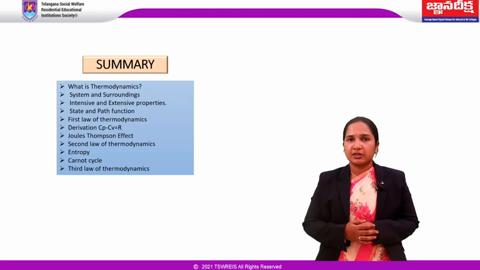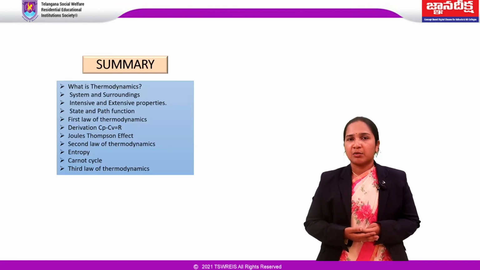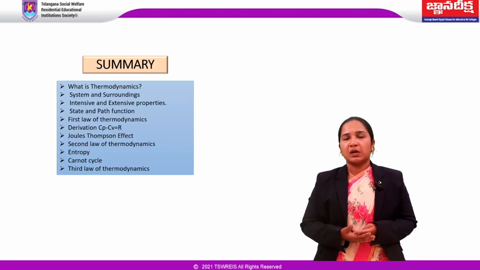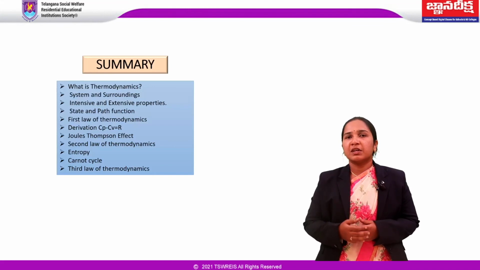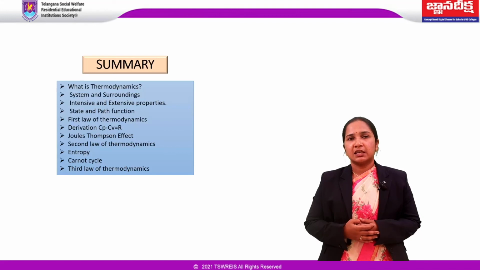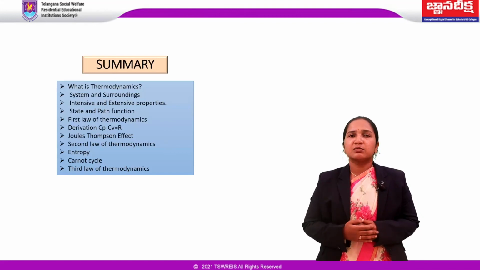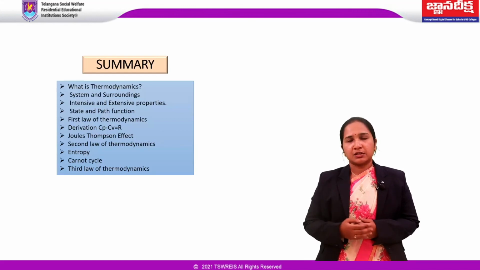Next, we have seen the Carnot cycle. Under the Carnot cycle, we have seen 4 thermodynamic processes. One is isothermal compression, second is adiabatic compression, third is isothermal expansion, and fourth is adiabatic expansion. So we have seen all these thermodynamic relations in the Carnot cycle. The Carnot cycle is mostly used in industries, in heat engines and heat pumps, etc. And lastly, we have seen the third law of thermodynamics. So these are the summary points of today's session.